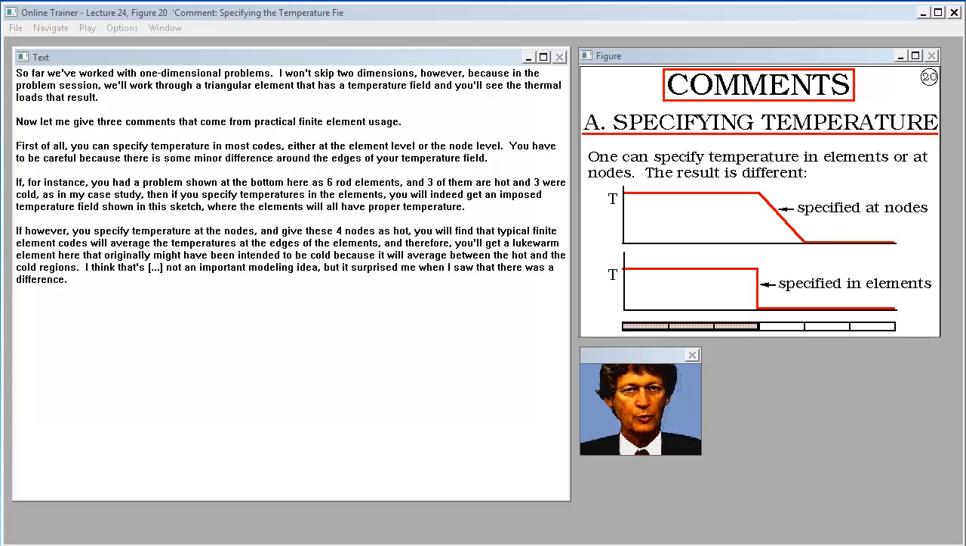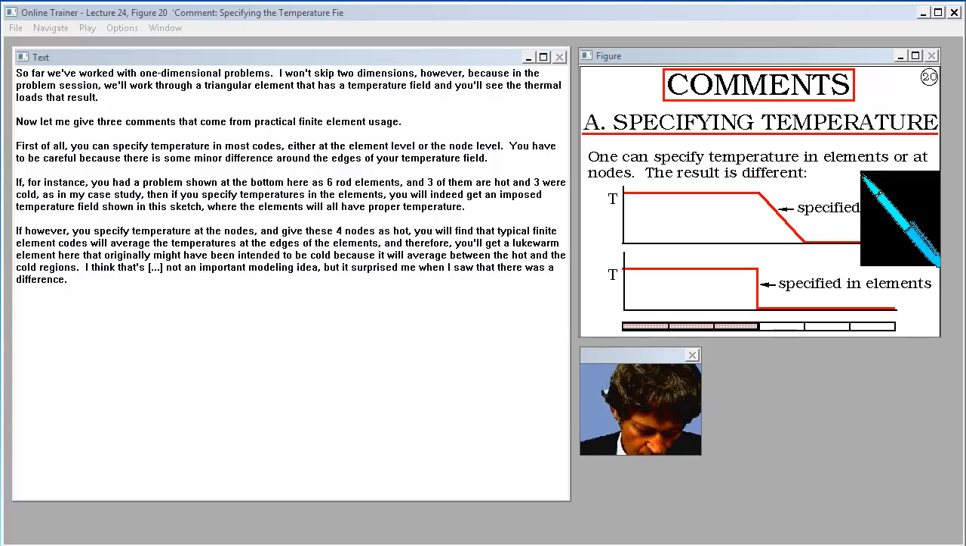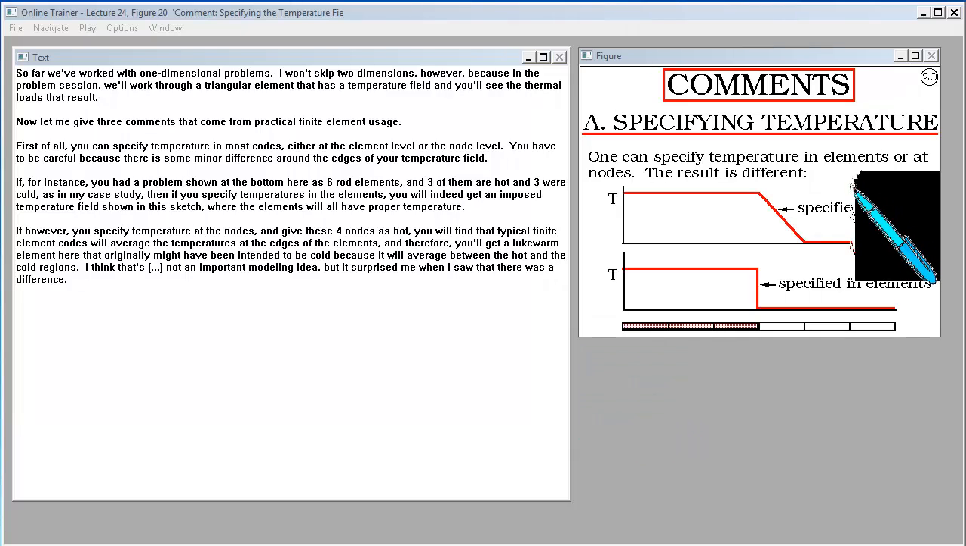So far we've worked with one-dimensional problems. I won't skip 2 dimensions, however, because in the problem session we'll work through a triangular element that has a temperature field, and you'll see the thermal loads that result. Now let me give 3 comments that come from practical finite element usage. First of all, you can specify temperature in most codes either at the element level or the node level.